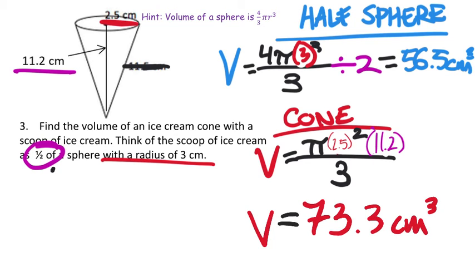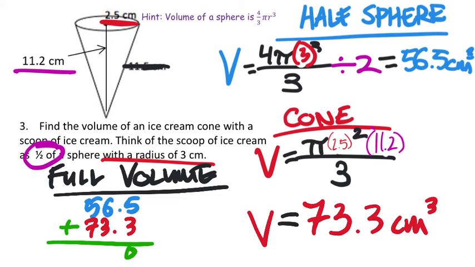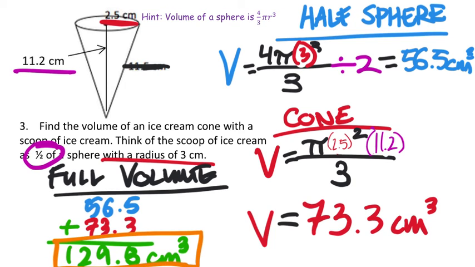Now I want the full volume of this ice cream cone. So I'm going to take the volume of my half sphere at 56.5 and the volume of the cone at 73.3. And I'm just going to add these for my full volume. Let's see, 5 plus 3 is 8, 6 plus 3 is 9, 5 plus 7 is 12. So 129.8 cubic centimeters. And that'd be my final answer on this one.